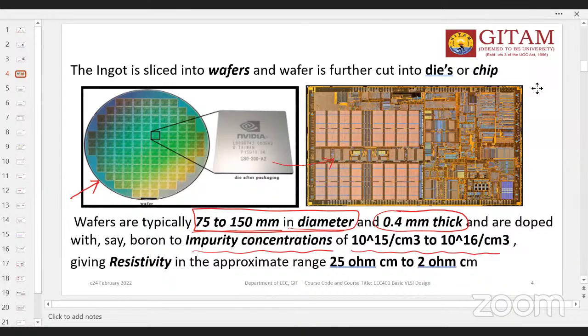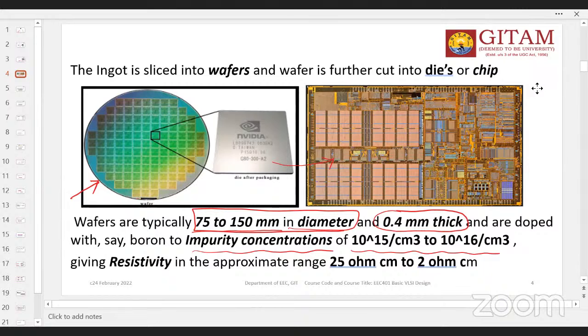Initially, ingots are intrinsic semiconductors, right? So later we have to convert them into extrinsic semiconductors. Why? Because to improve the conductivity of the semiconductor. So this is the general wafer specification usually.